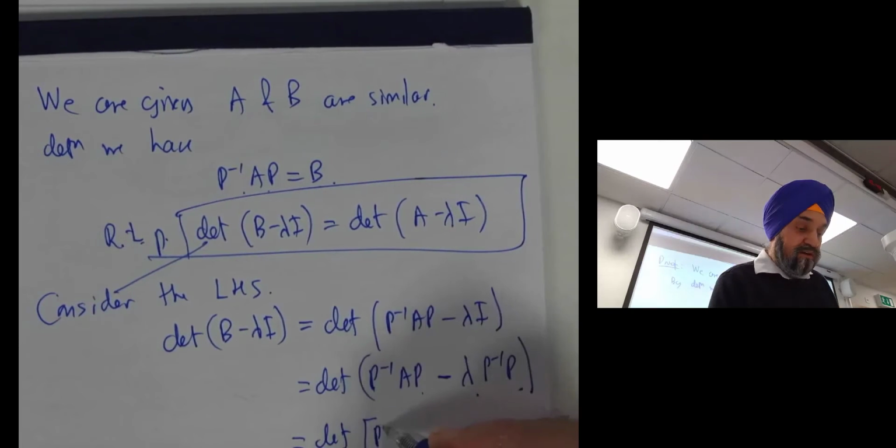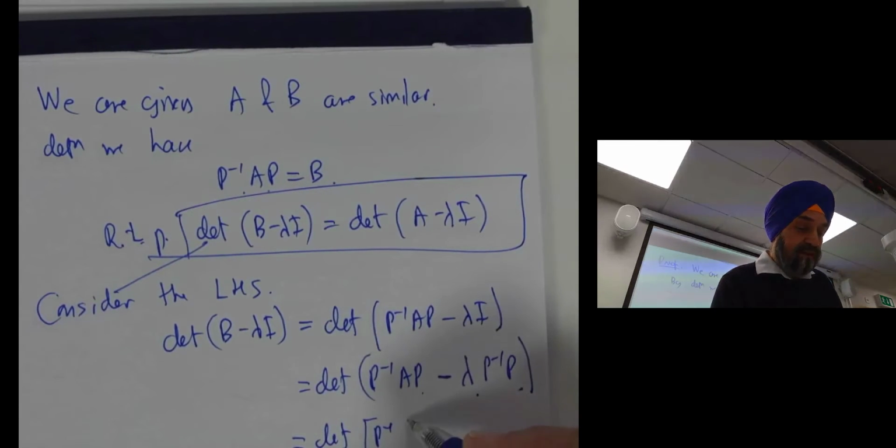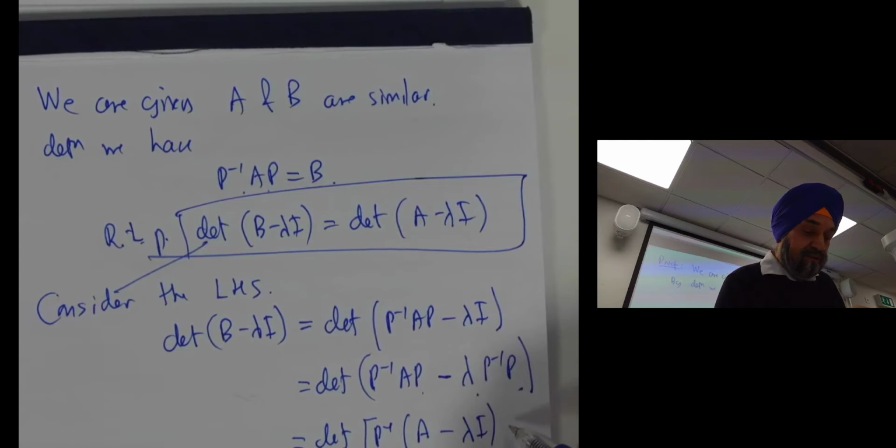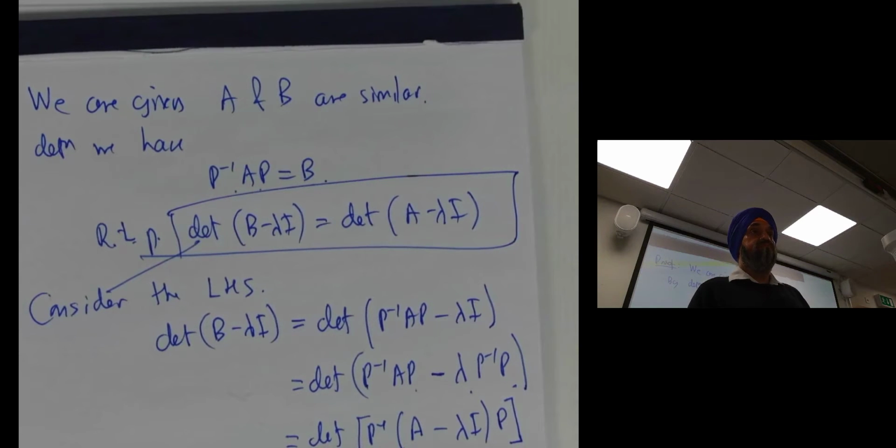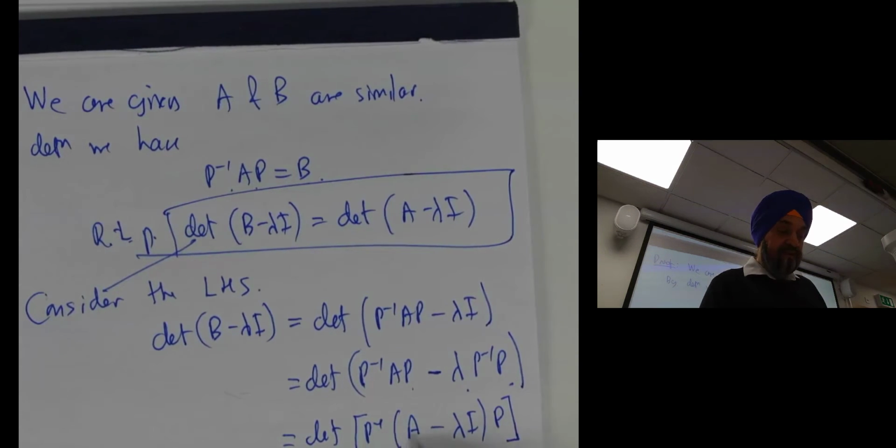of P minus 1, A minus lambda I, P. Do you agree with that? P minus 1 A, I've taken the P minus 1 out from the left-hand side, and on the right-hand side, I've taken the P out.